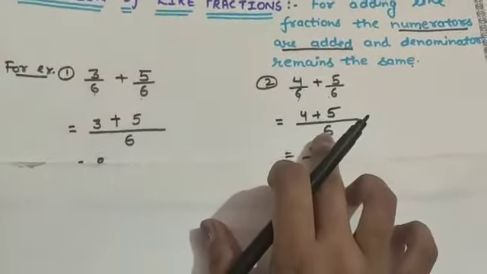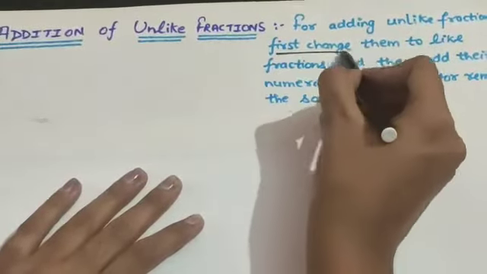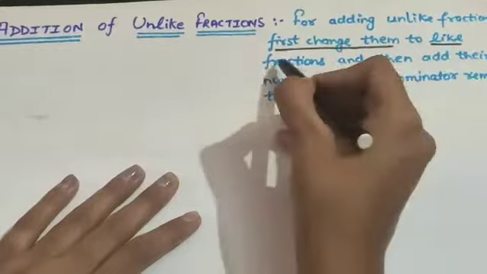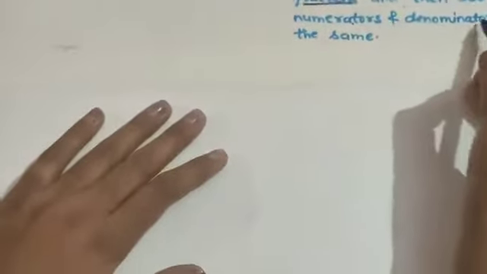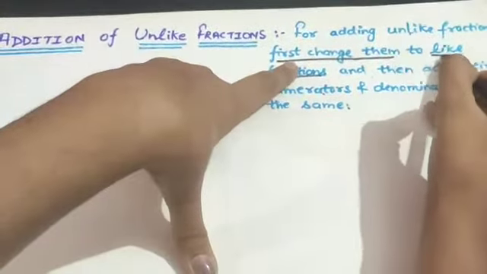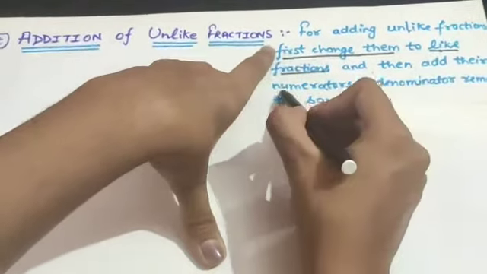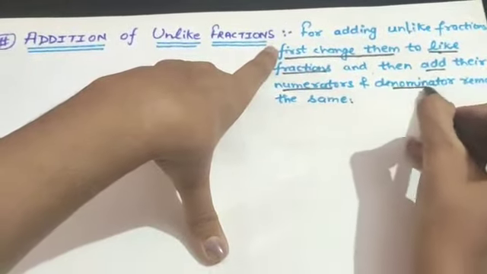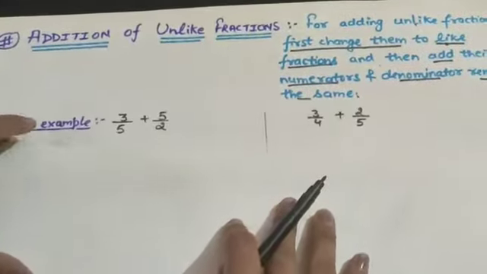Now let's look at how we add unlike fractions. For adding unlike fractions, first change them to like fractions and then add their numerators while the denominator remains the same. That means you convert them into like fractions, and we know how to add like fractions. We just add the numerators and the denominator remains the same. Let us look at an example.